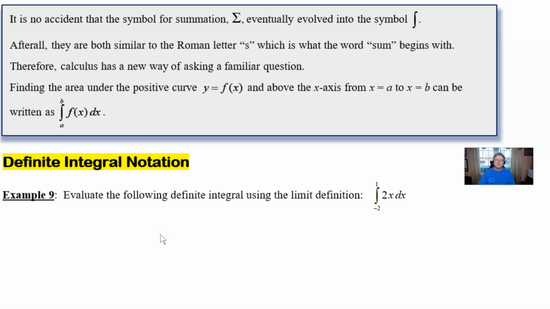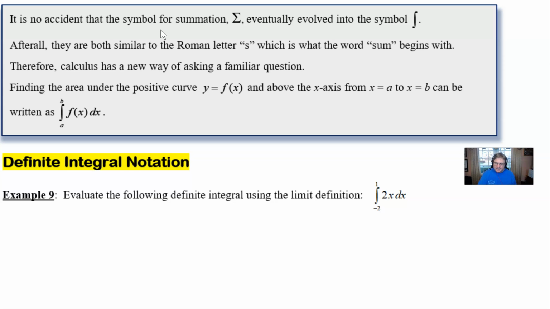Now, before we introduce this example 9, I want to mention to you that it's no accident that our wonderful Greek symbol sigma eventually evolved into this sort of S-shaped symbol that we will from this point on refer to as our integration symbol. After all, they're both very similar to the Roman alphabet letter S, which the word sum starts with, of course.